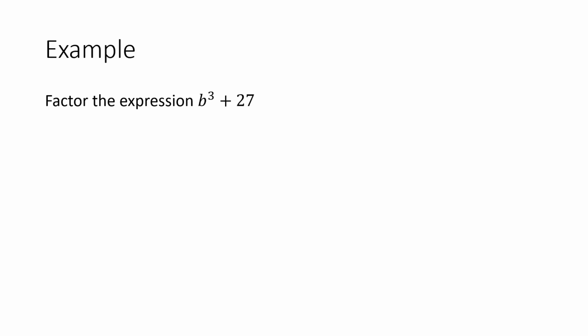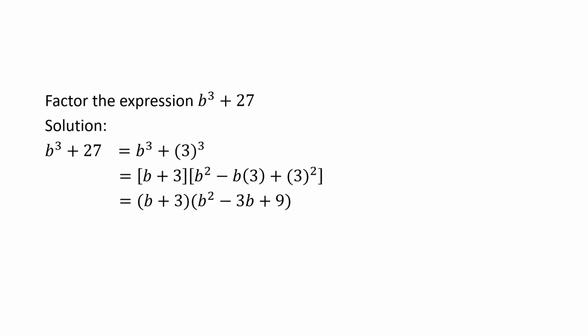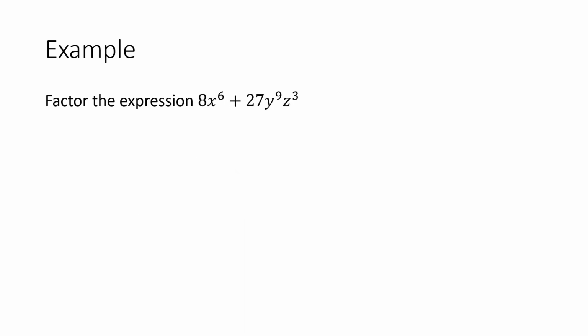How about if we were asked to factor the expression b cubed plus 27? Well, this is a sum of cubes opportunity, and we can recognize b cubed plus 27 as b cubed plus 3 cubed. Well, that's b plus 3 times b squared minus b times 3 plus 3 squared, just using our formula. And that becomes b plus 3 times b squared minus 3b plus 9. If we were to expand that out and collect like terms, we would end up with b cubed plus 27.